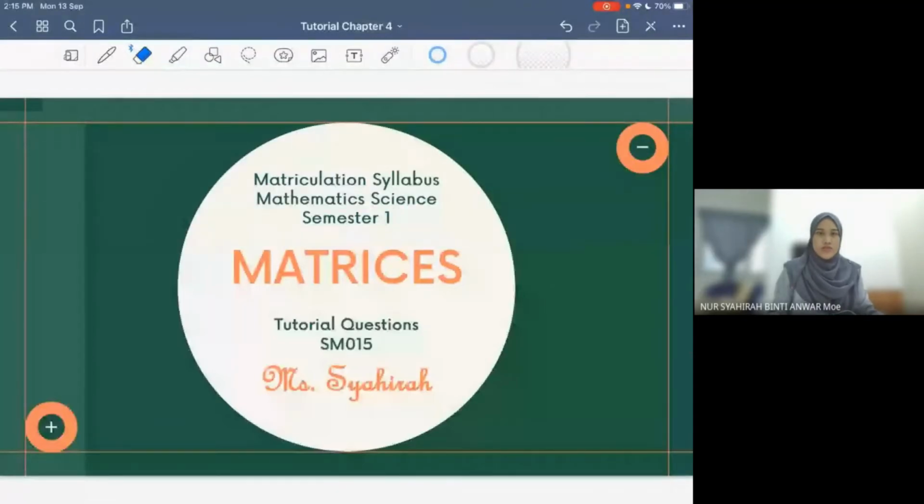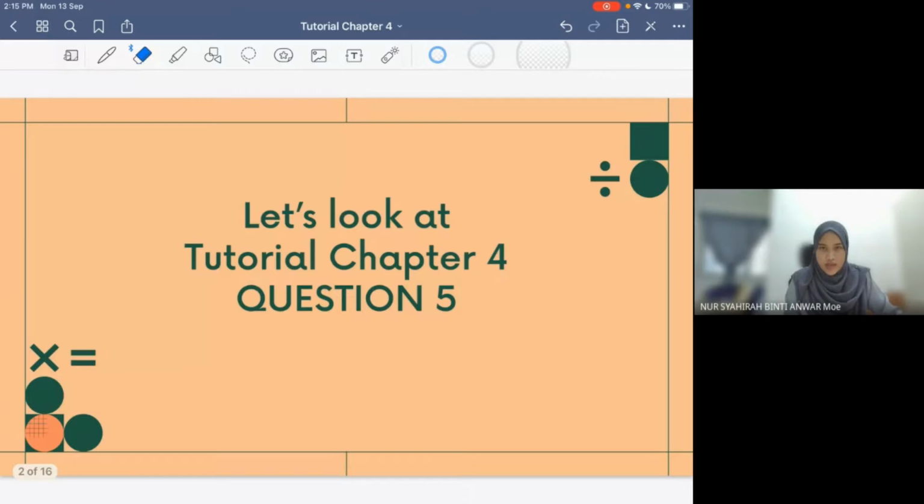Kita akan fokus on tutorial dalam chapter 4 hari ini. Dan saya akan ajar juga how to use calculator so that nanti waktu UPS lagi laju bila kita guna calculator kan, sebab dia tak payah buat jalan kerja yang panjang lah. Okay, so let's start with question number 5 dahulu.